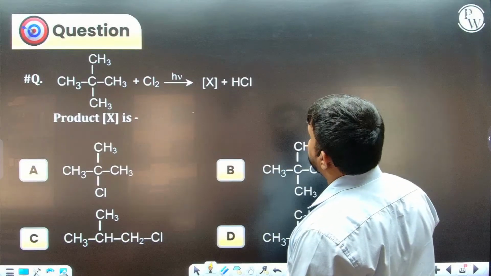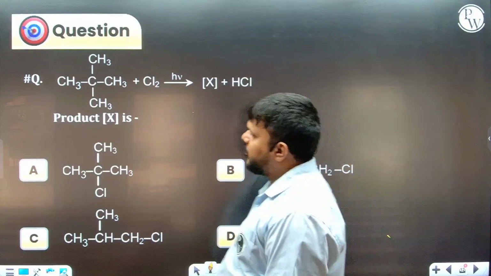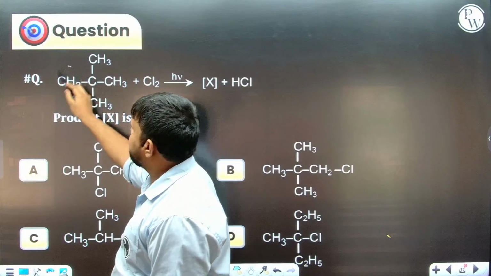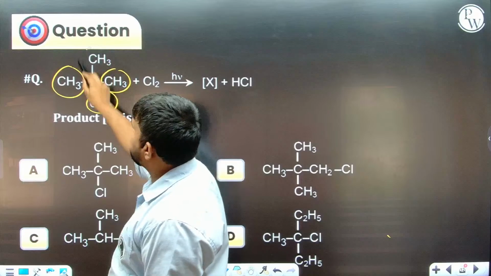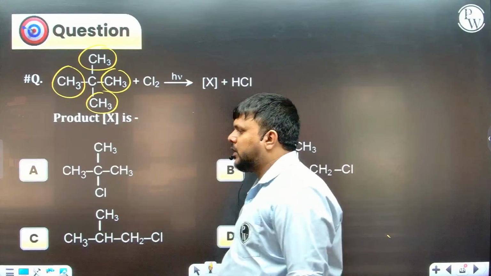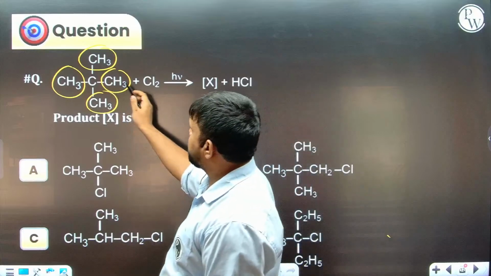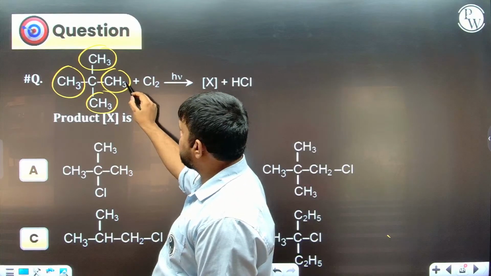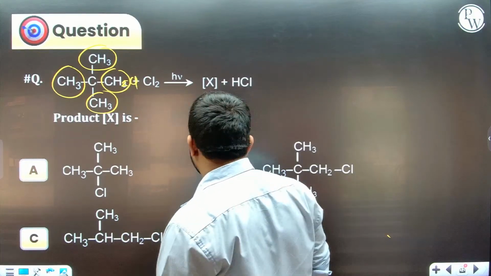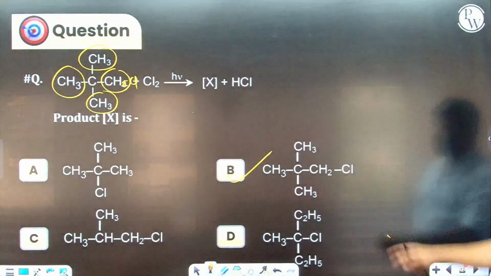what will be the product obtained? So you can see over here, this is neopentane, and all the positions are the same over here. They only have hydrogen. In between, the carbon does not have hydrogen with it. So only one product will be obtained. You can substitute any hydrogen with chlorine, such as if we have this CH2 and one Cl will be attached over here. So the answer will be this B option, CH3, CCH3, CH3, CH2, Cl.